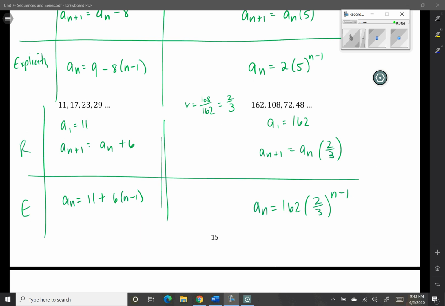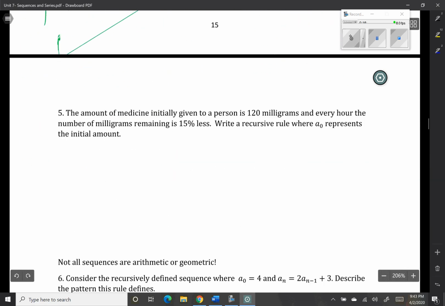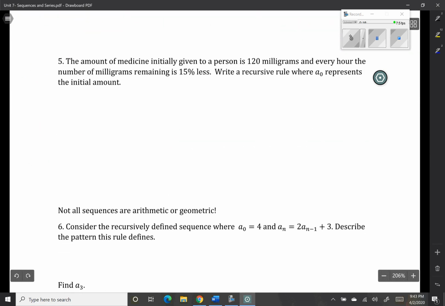And you'll see here on the next page, we'll see a couple sequences that could not be defined arithmetically or geometrically. Therefore, we can't come up with an explicit formula for them. All right, let's do one more geometric sequence. Number 5 is a geometric sequence.